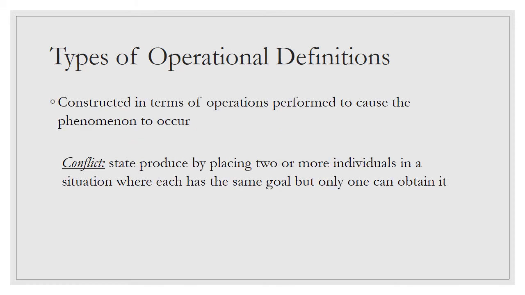Another type of operational definition might be constructed in terms of operations performed to cause the phenomenon to occur. So we might think about this idea of conflict. So we can think about it as a state produced by placing 2 or more individuals in a situation where each has the same goal, but only one can obtain it. You may think of conflict differently, but as long as we define it like this for our research, we have an operational definition.